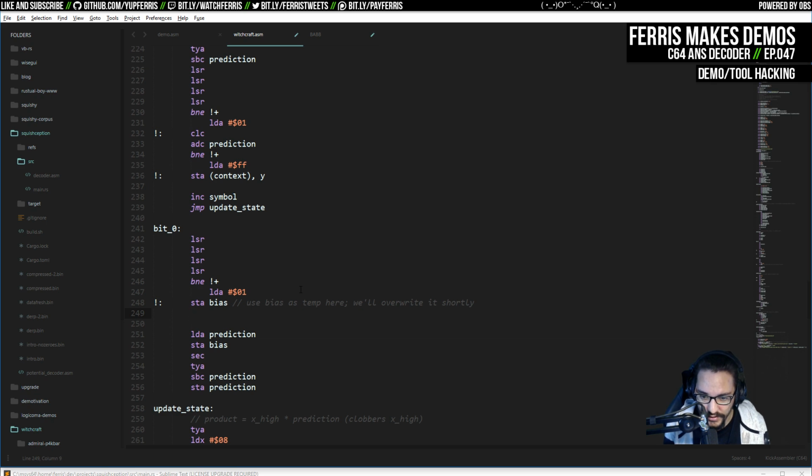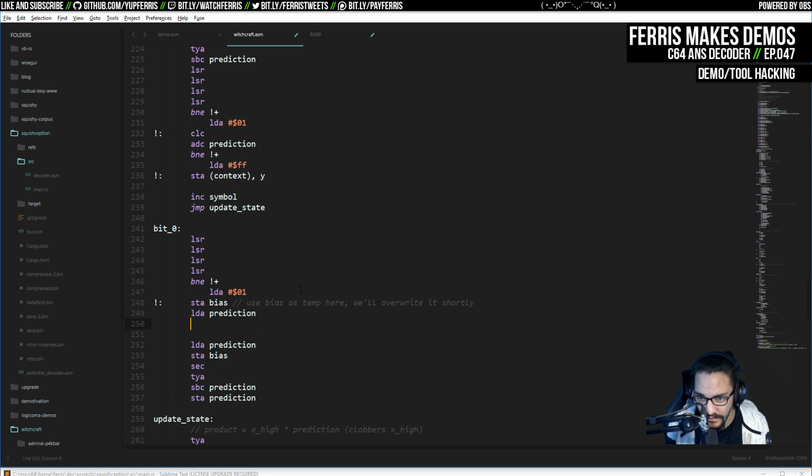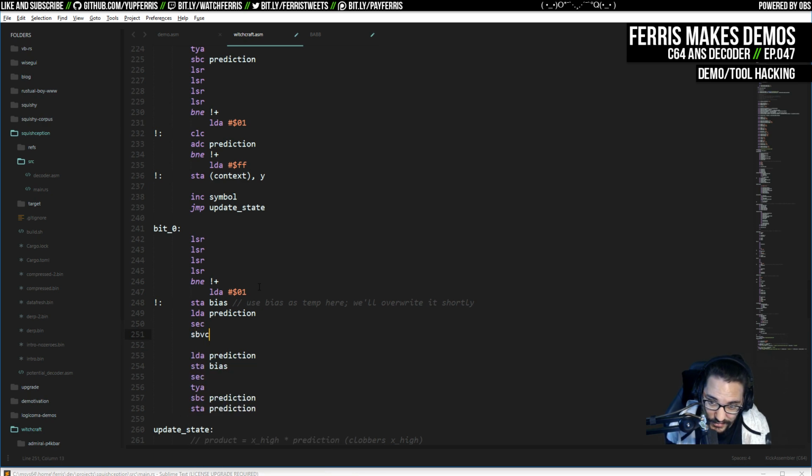And then we can load the prediction again. Thought about just using the stack there in my head, but not gonna. Could also have used X, but this is gonna be fast enough. So we load the prediction, set the carry, subtract bias again, and that should be our adjusted value. But again, this can reach zero. So we're going to do exactly the same thing we did before.